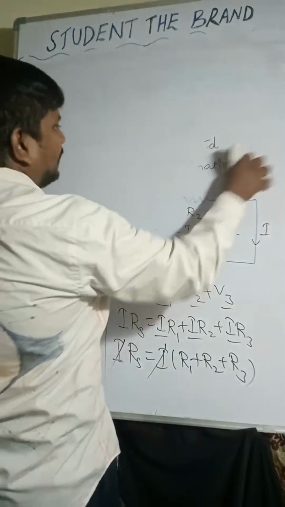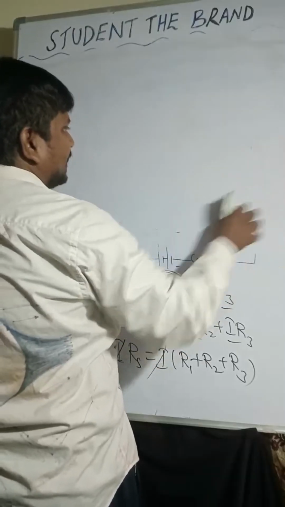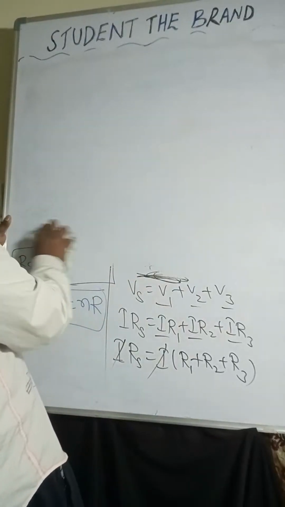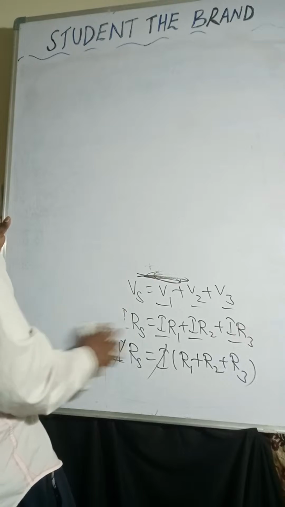Fine. So this is about resistors connected in series combination. Now I will explain resistors connected in parallel combination.